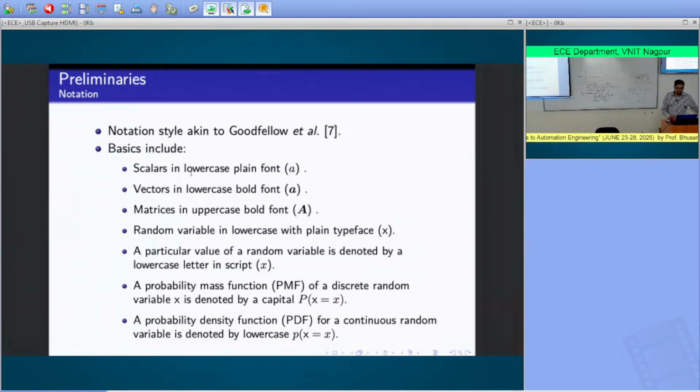Okay, some notation moving forward. This is standard in machine learning literature. Our notation is based on Ian Goodfellow's book, which I alluded to yesterday. Scalars are in lowercase, plain font. Vectors are in bold font. Matrices are in uppercase, bold font. Random variables, I'm going to use lowercase, plain typeface, x. A particular value of a random variable is denoted by a lowercase letter in script. Probability mass function of a discrete random variable is denoted by this capital P. And then probability density function for a continuous random variable is denoted by lowercase p.